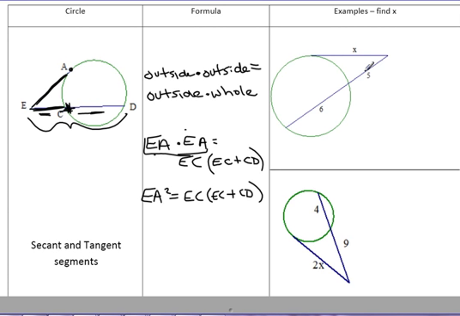Okay, so let's look at this first example. The formula is we take the outside times the outside, and it equals outside times the whole. So the outside here is x times the outside again, which is x, and that equals the outside of the other segment, 5, times the whole length of this segment, which is 5 plus 6.